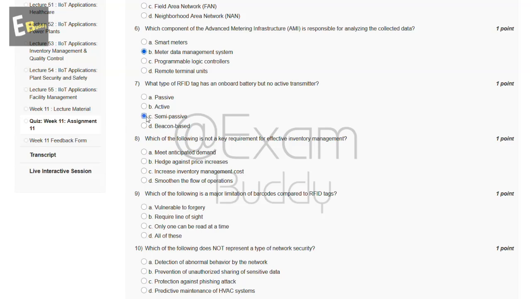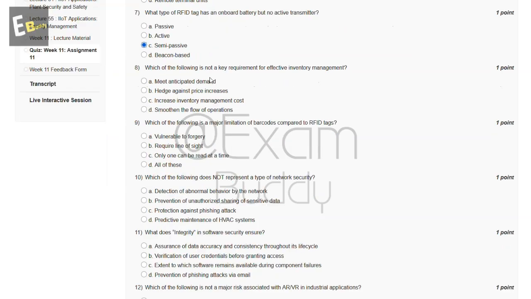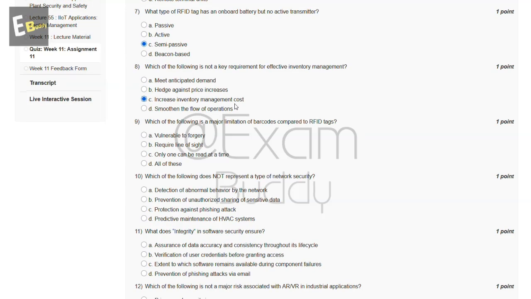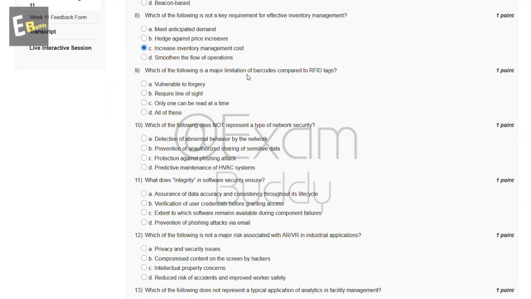Semi-passive. Now the eighth question is, which of the following is not a key requirement for effective inventory management? So these are the options and the answer of our eighth question is C. Increase inventory management cost. Now the ninth question is, which of the following is a major limitation of barcodes compared to RFID tags? So these are the options and the answer of our ninth question is D.